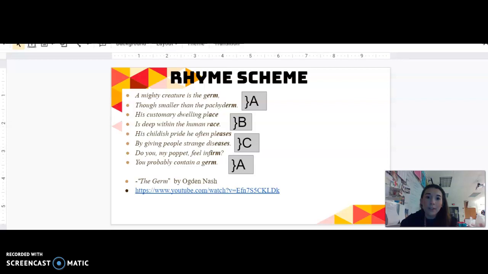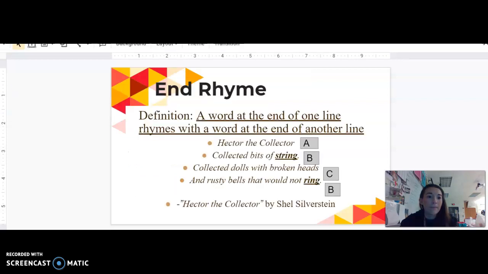His customary dwelling place is deep within the human race. His childish pride is often pleased by giving people strange diseases. Do you, my poppet, feel infirm? You probably contain a germ. So this is just a rhyme scheme that is an end rhyme that uses the pattern A, B, C, A, in reference to end rhymes.